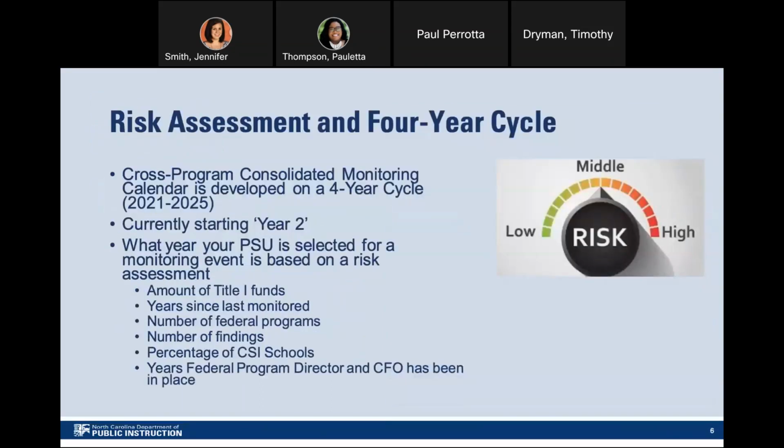Our state education agency uses a 4-year monitoring cycle for all PSUs who receive federal grants. We utilize a risk assessment to analyze and determine which level and what year within the 4-year cycle your PSU will receive a cross-program monitoring event. This risk assessment includes 6 key components listed on this slide: the amount of your PSU's Title I funds, how many years it has been since you were last monitored, how many federal program grants you receive, the number of compliance findings from your last monitoring event, the percentage of CSI identified schools within your district, and the years your federal program director and chief financial officer have been in place. Each component receives a rubric score between 1 and 5, and then a weighting is applied that results in an index score for each public school unit and charter school.